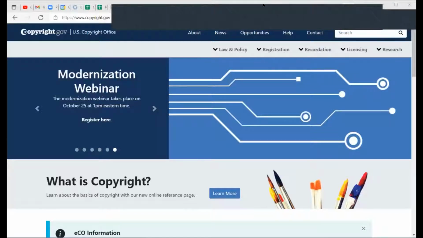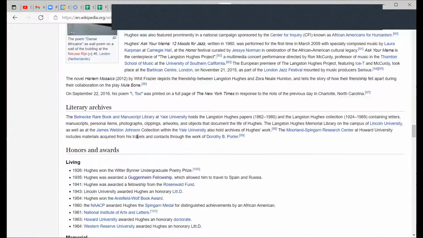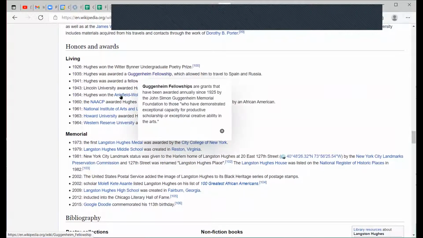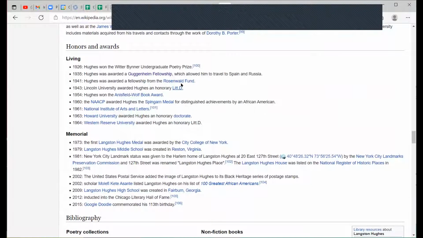And when I do that, I find out, when I look at honors and awards, right? Because that's really where a lot of the opportunity is. I found out about the Guggenheim Fellowship. Then I find out about the Rosenwald Fund. I find out about the Spingarn Medal that he won from the NAACP. I found out about these honorary doctorates, right? That a university could give you a doctorate without you ever taking a class there, right?